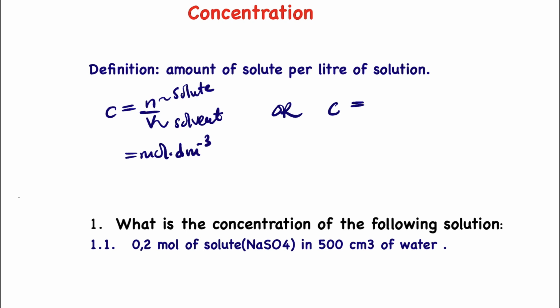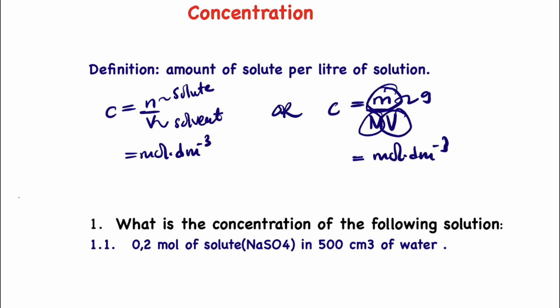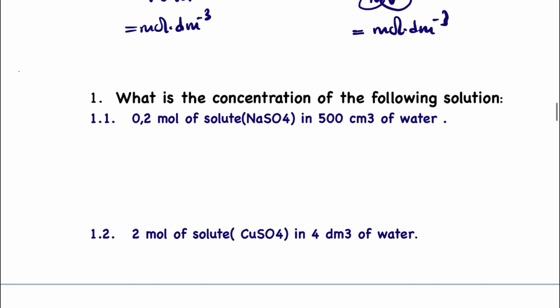And another one, C is equal to mass over molar mass times volume. The unit there is going to be the same, mole per dm3. This one you use when you have the mass in grams and the molar mass of the substance that you're dissolving. This is the mass of the substance you're dissolving. This is the volume of water, which is the volume of the solution. Now let's look at another thing, guys. From this formula, C is equal to n over V, C is directly proportional to the number of moles when the volume is constant, right?